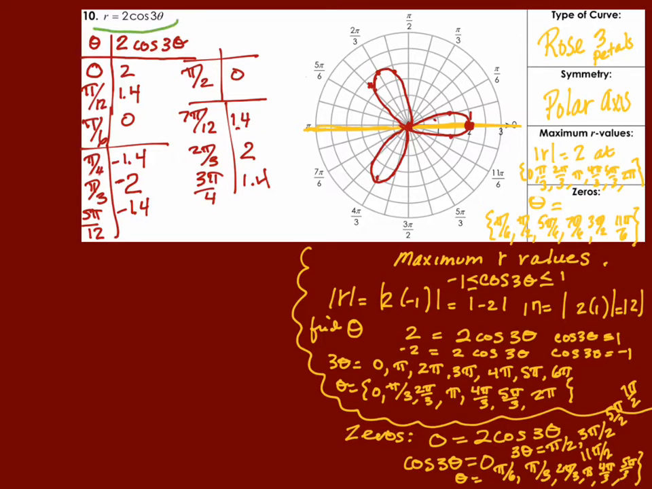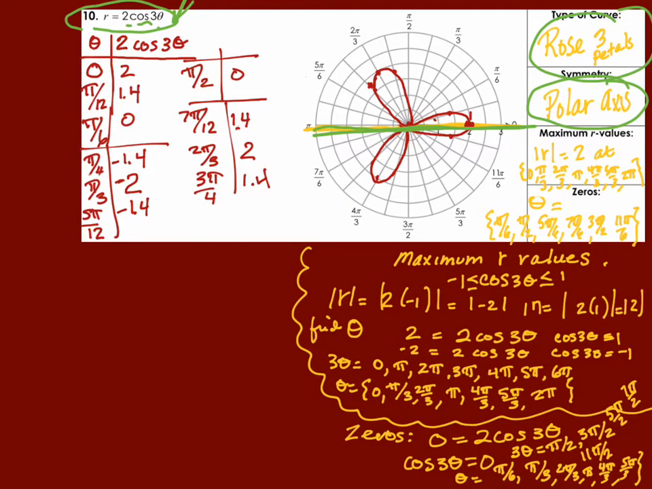Okay, we're working on number 10. It's asking us to do all the same things. If you look at this, 2 cosine 3 theta, that's going to be a rose with 3 petals. It's cosine, and we can see immediately that symmetry would be the polar axis. If I just put a negative theta in for theta, I still get the same equation. So I can add this polar axis in here, right here. I know I'm going to have a rose with 3 petals, and it's symmetric to the polar axis.